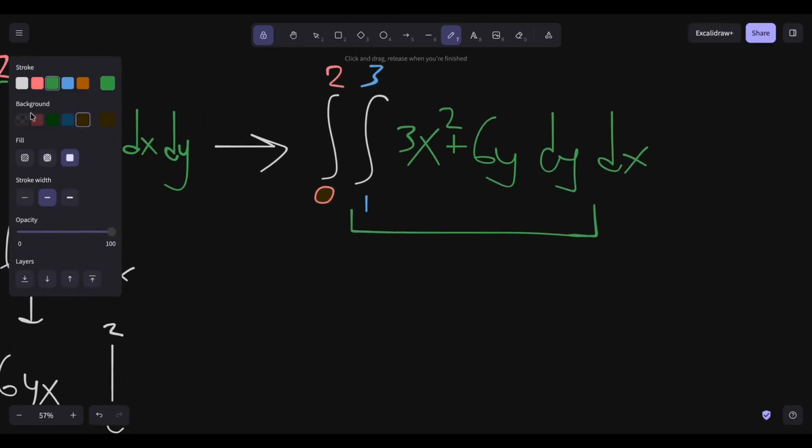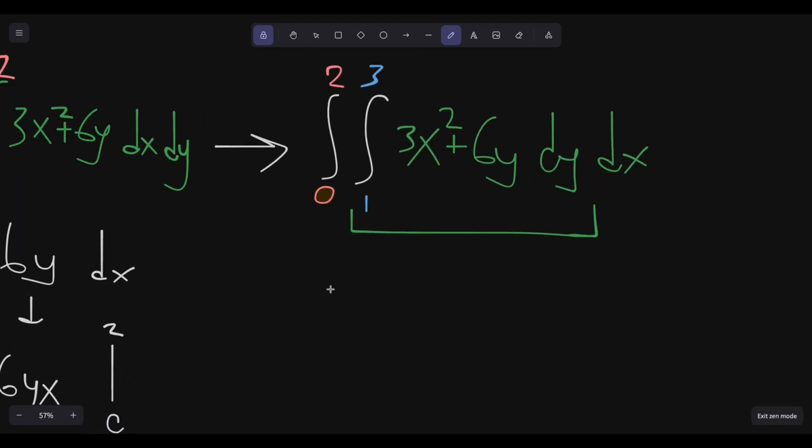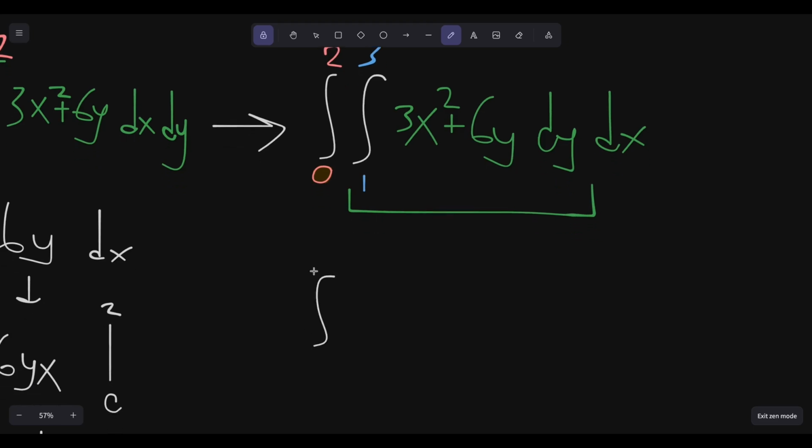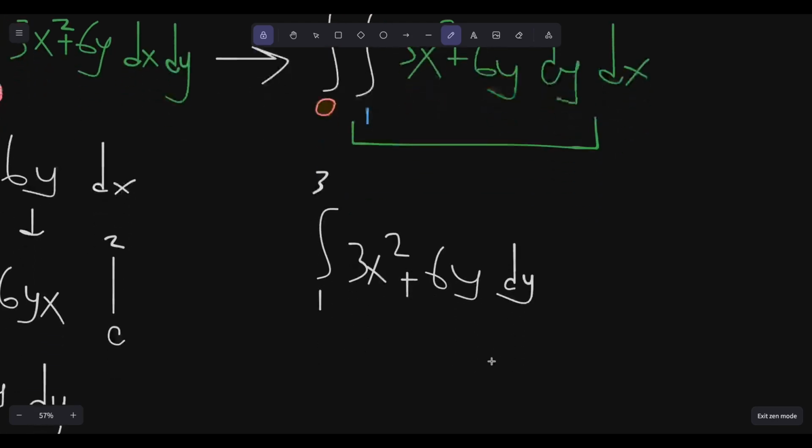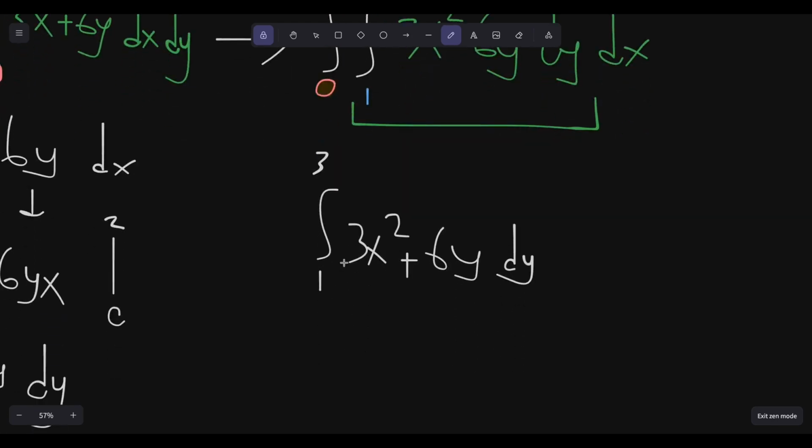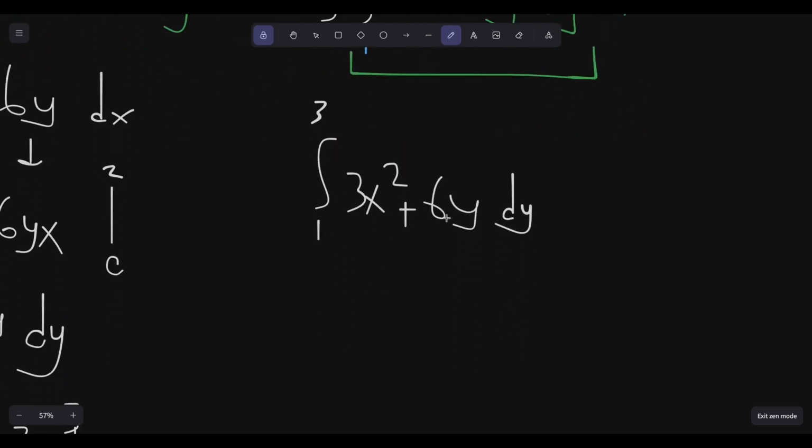So let's do calculations. So this is going to be the integral from 3 to 1 of 3x squared plus 6y dy. Now that we're integrating with respect to y, we treat any x's as a constant. And so what we get is 3x squared y. And then all of this is going to be from 3 to 1.